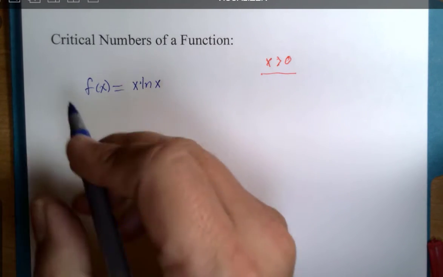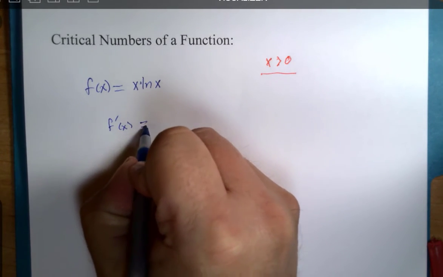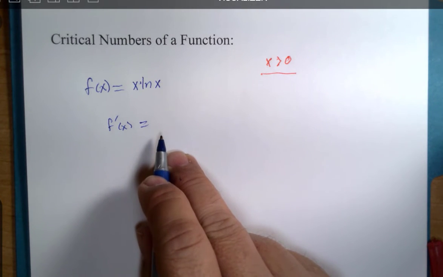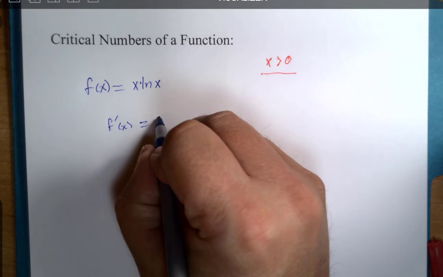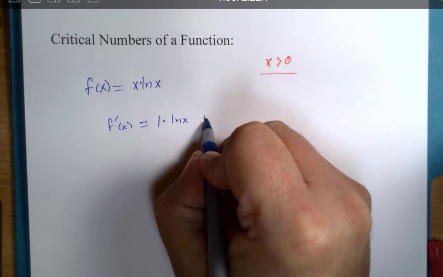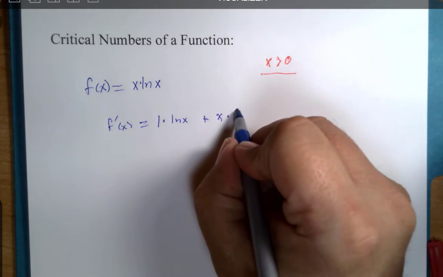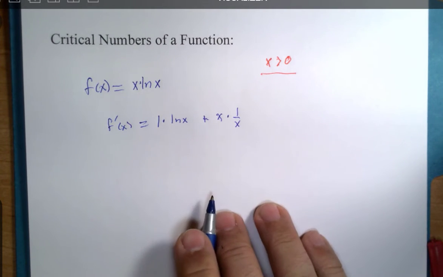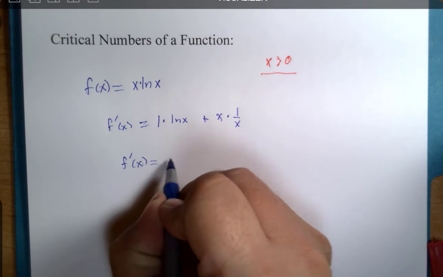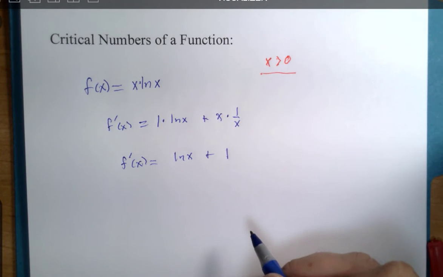So, the derivative. First derivative of this function. Oh, look at that. We get ourselves a product rule here, folks. The derivative of x is 1. Leave natural log of x alone. Plus, leave x alone, and the derivative of natural log of x is 1 over x. A little simplification, and we get that the derivative is natural log of x plus the number 1.